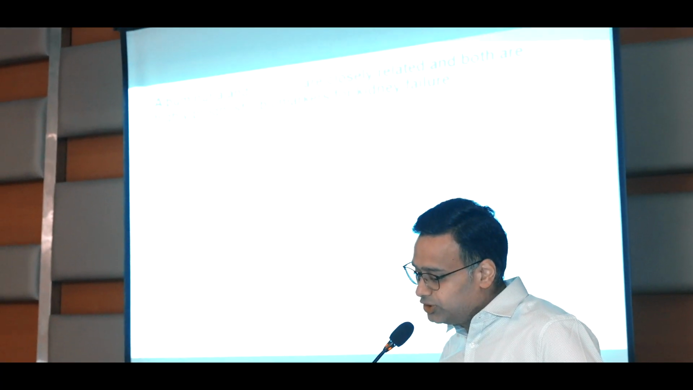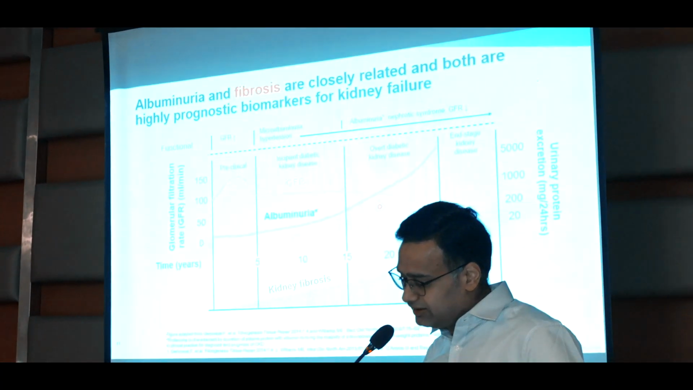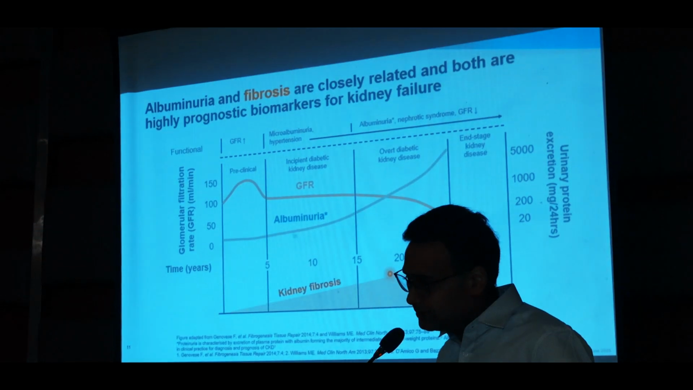So UACR becomes a very important tool and should be done, and now the cost is also not a factor. Previously it was costing like 1400, 1500. Now it is costing just 500 rupees in the major labs. It is known that as albuminuria increases, eGFR decreases because of the increase in fibrosis in the kidney.